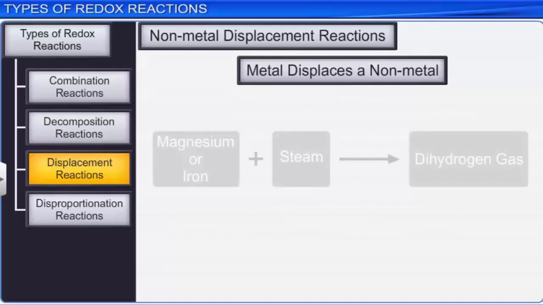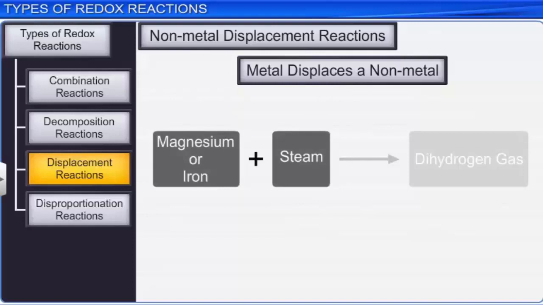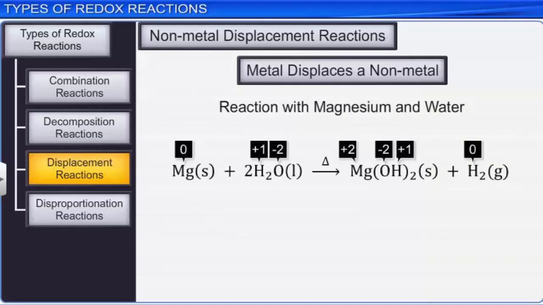Less reactive metals like magnesium and iron react with steam to produce dihydrogen gas. For example, magnesium reacts with steam to produce magnesium hydroxide and hydrogen gas.